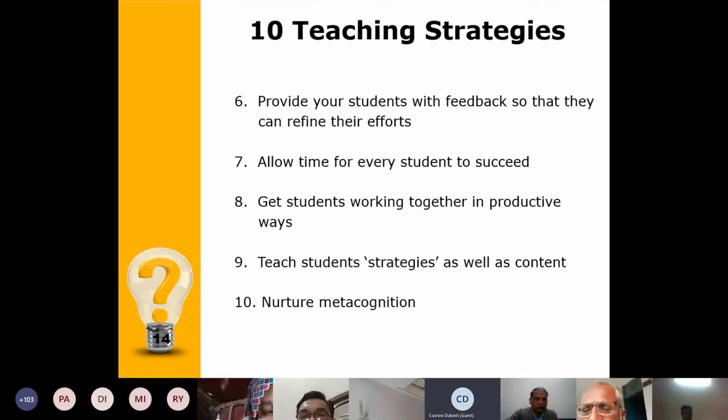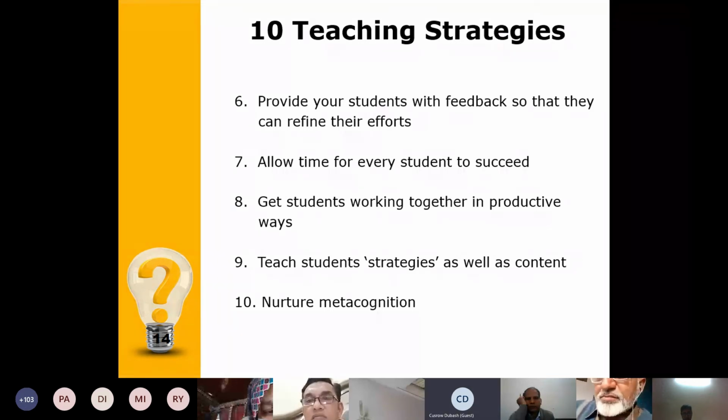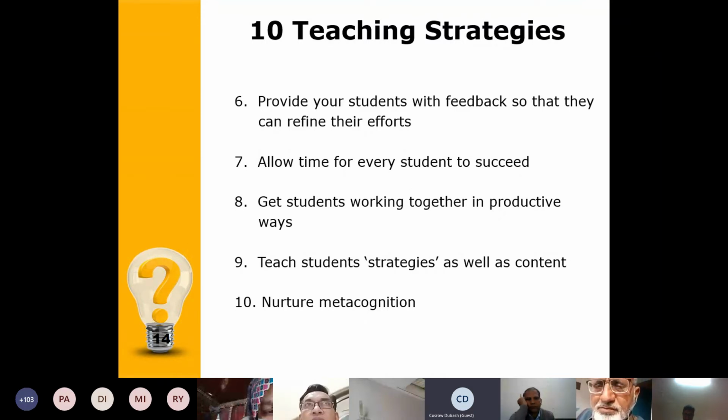Teach students strategies as well as content. कंटेंट सिर्फ हम पढ़ाएंगे और स्ट्रैटेजी स्किल्स नहीं पढ़ाएंगे तो कुछ नहीं होगा। Skills are equally important. Actually, skills are more important today in the 21st century. And nurture metacognition. Metacognition क्या है? Is thinking about thinking. देखिए, cognition is thinking. Meta is about thinking. So thinking about thinking.